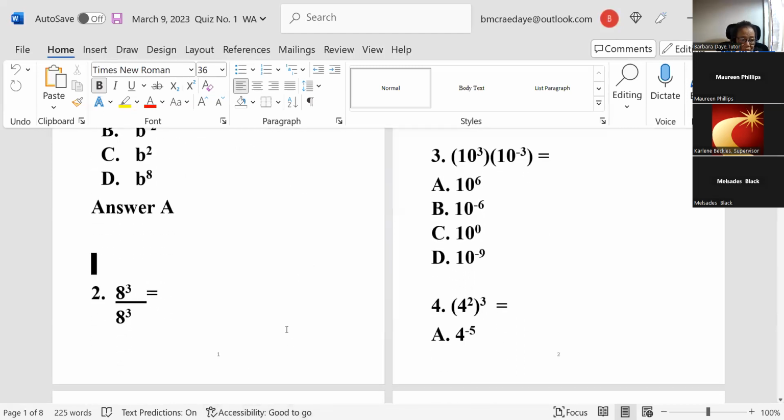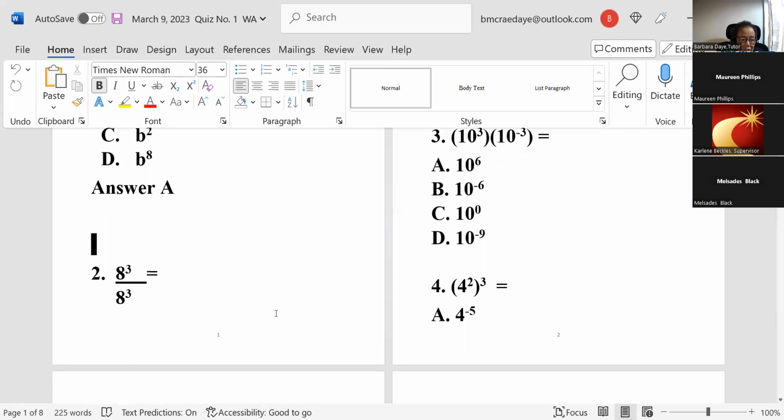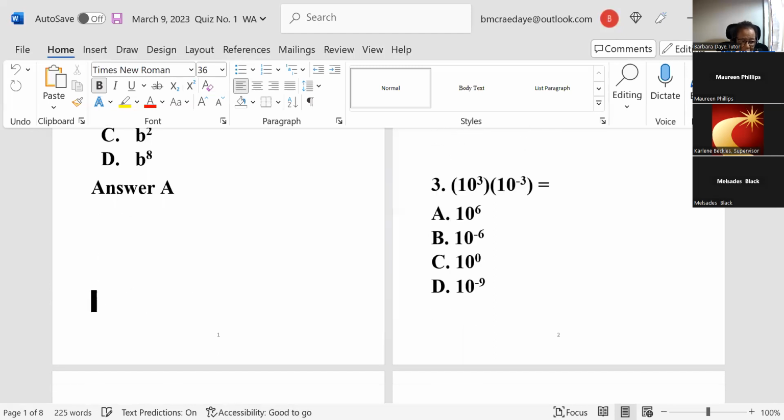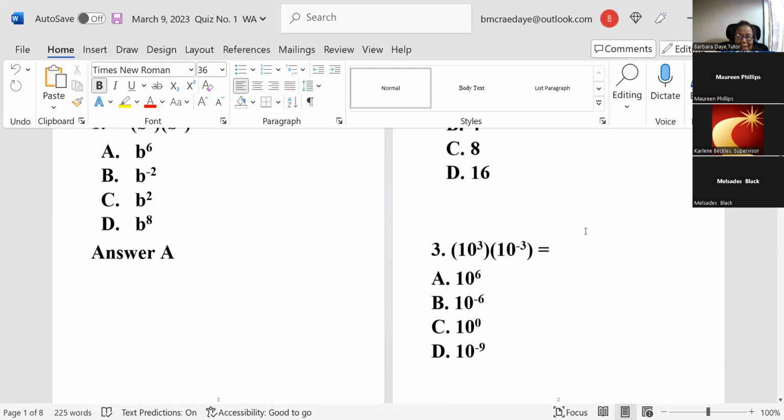Number 2 is a division. Mercedes, what do you do with division when it's the same base? Here the base is 8. What do you do? Subtract. Very good. See, why am I getting it now? I remember it now. I'm not looking at the rules right now.